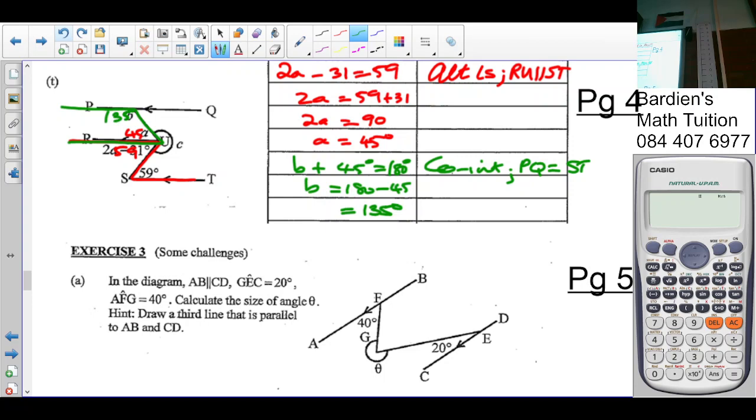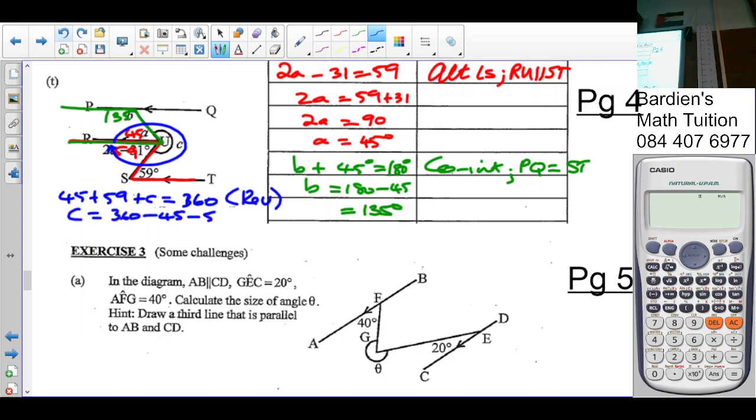I've got to calculate C. Revolution. So it's going to be 45 degrees plus 59 degrees plus C equals 360. So C is equal to 360 minus 45 minus 59. It gives an angle of 256. Okay, do you guys understand? Some challenges.